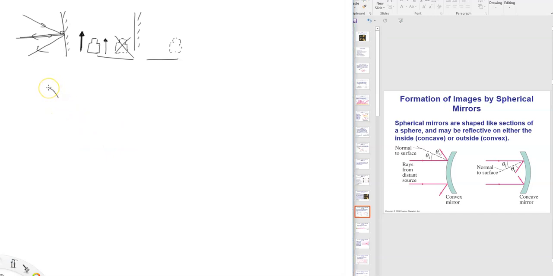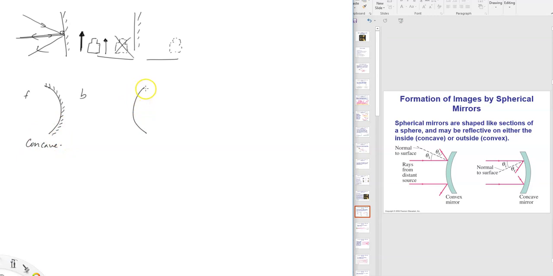So here's a piece of a circle, spherical shape. Let's say we have some piece of glass produced to have this kind of spherical shape, and then you apply a reflecting medium in the back. So this is the front, this is the back. So these kind of mirrors are called concave. It's like caved in, concave.